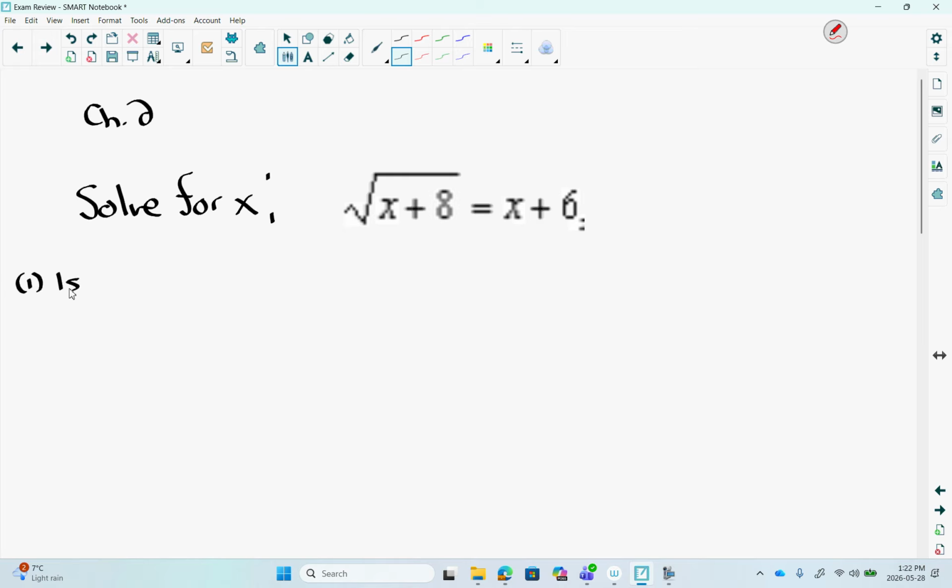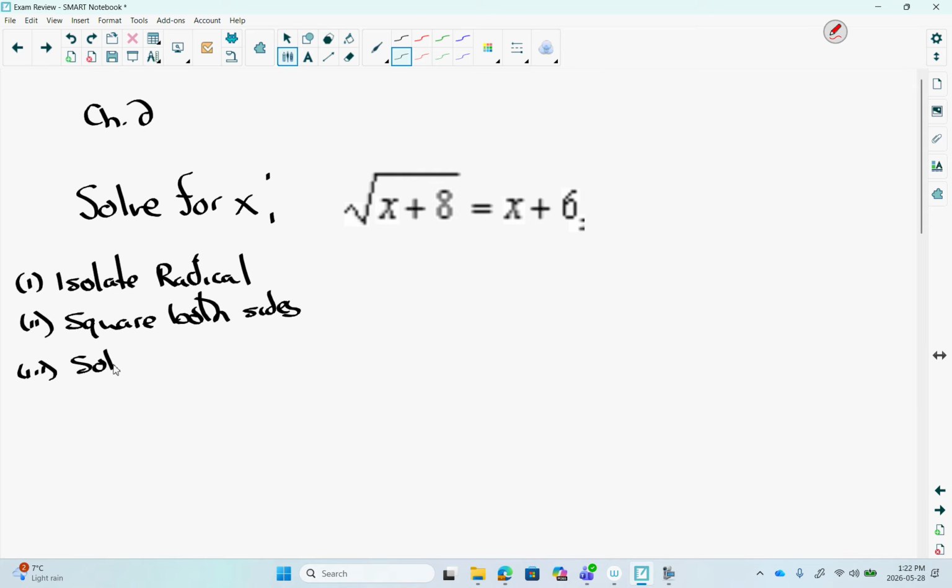Step 1, we isolate the radical. Step 2, we square both sides. Step 3, we solve for the unknown, in this case, x. And step 4, we're going to test our answers.